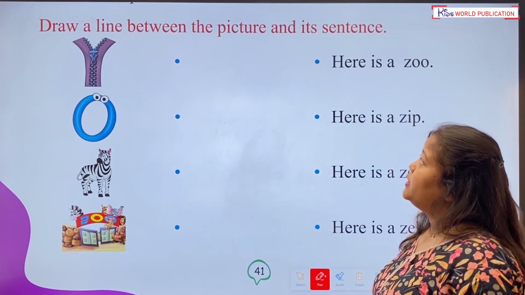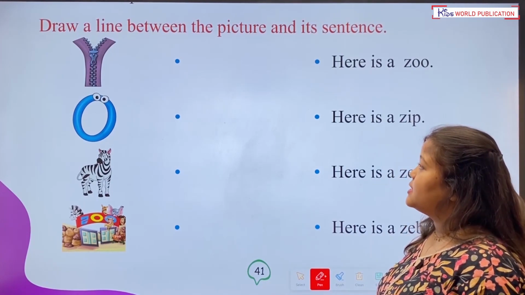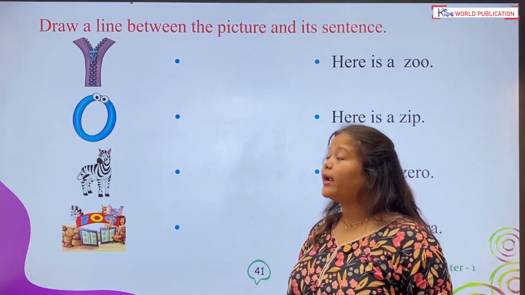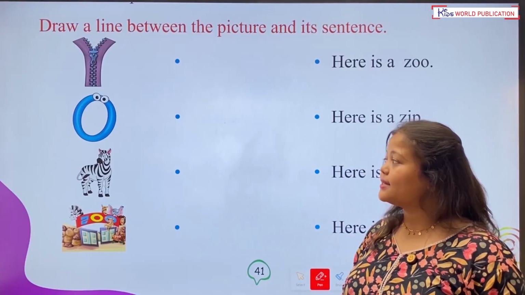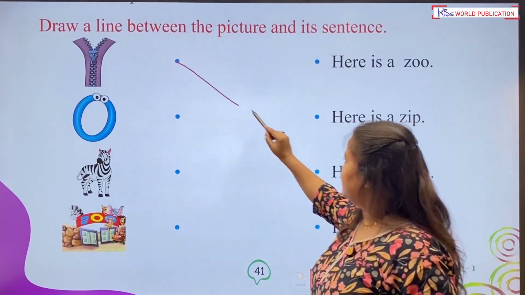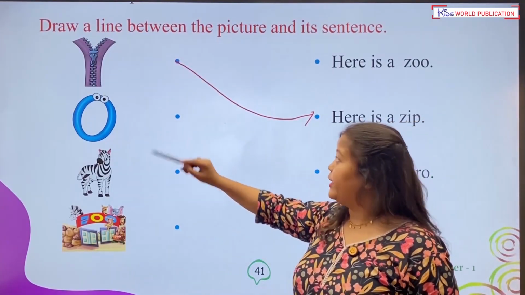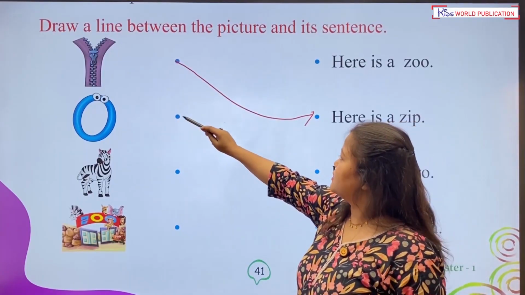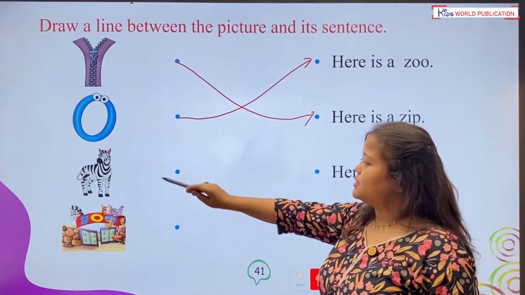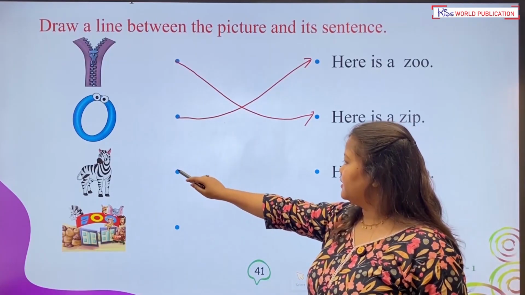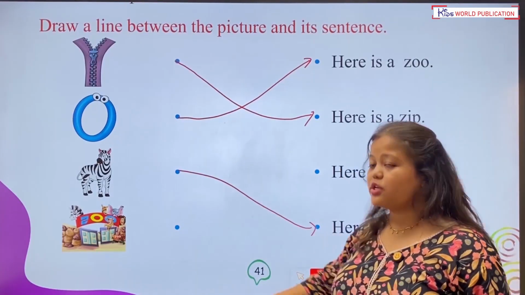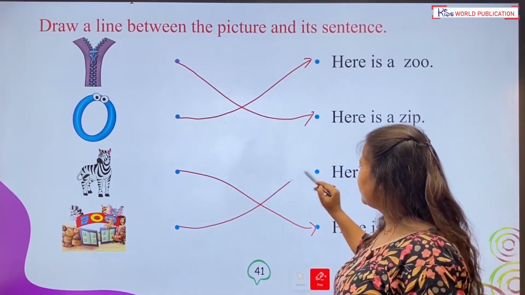Draw a line between the picture and its sentence. So kids, let's connect the picture to its relatable sentence. Zip, here is a zip. Zero, here is a zero. Zebra, here is a zebra. Zoo, here is a zoo.